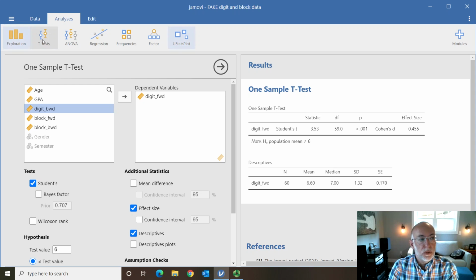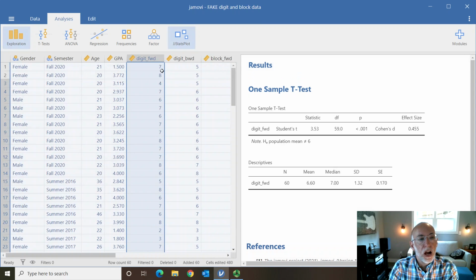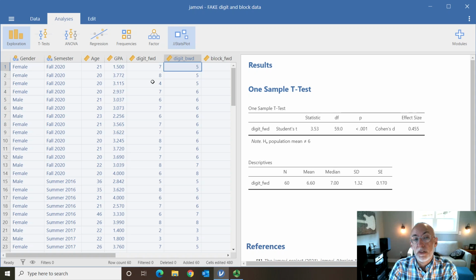Let's look at the next way to use t. In a paired samples t-test, I'm going to compare forward to backward, both of which are taken from the same people. Right? Participant 3 has scored 4 forward, 5 backward. 4 scored 7 forward, 6 backward. Is forward different than backward?